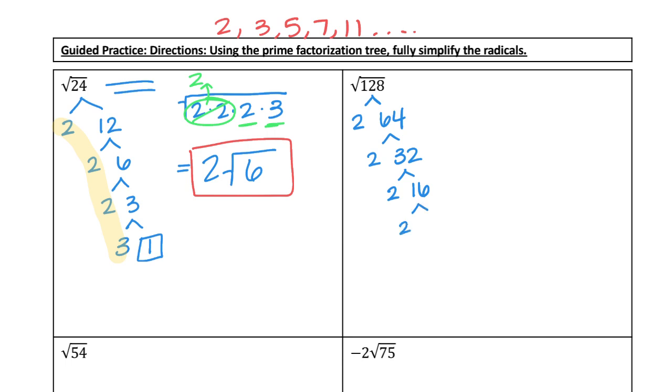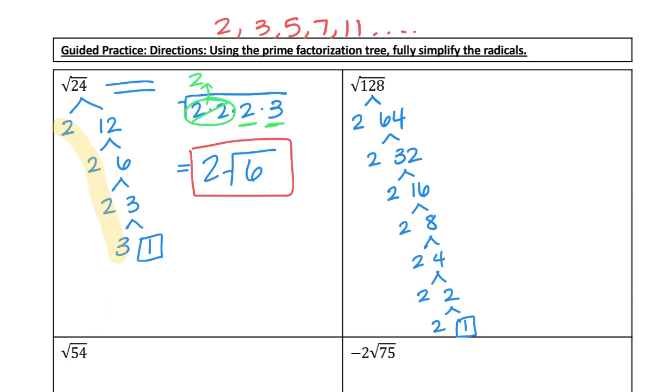16 is divisible by 2. 16 divided by 2 is 8. And then 8 is divisible by 2. That's 2 times 4. And 4 is divisible by 2. That's 2 times 2. Lots of 2's here. And then our last one, 2 is divisible by 2. That is 2 times 1. And we stop there.